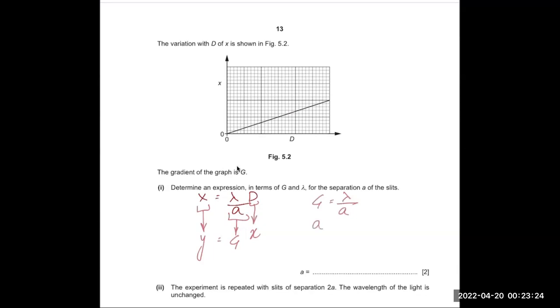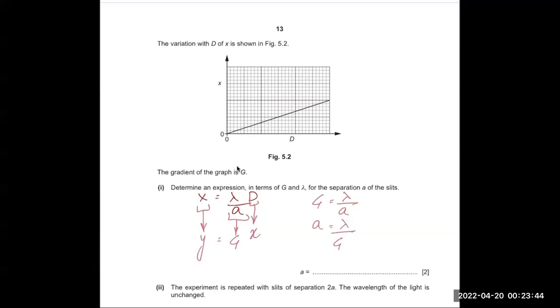So a is equal to lambda over g. They wanted an expression in terms of g and lambda for a. We've given them that. This is the best way to do it. Linearize. Compare it with the general equation, y is equal to mx plus c.